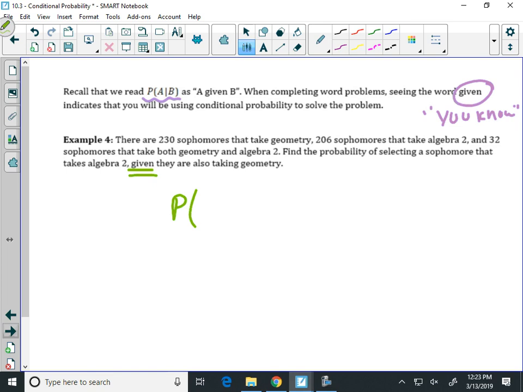Whatever comes before the word given goes first in your conditional statement. So what came before the word given? Algebra 2. What came after given? Geometry. So that's going to go after my line, because that line means given. I like to do that because it helps us visualize what goes on the bottom and what goes on the top. So the total for geometry is going to go on the bottom of my fraction. That's my new total.